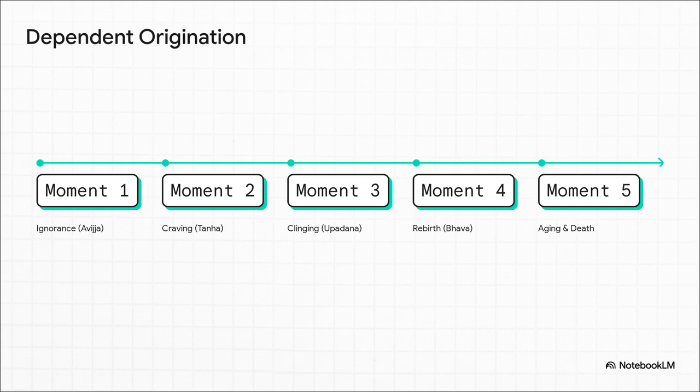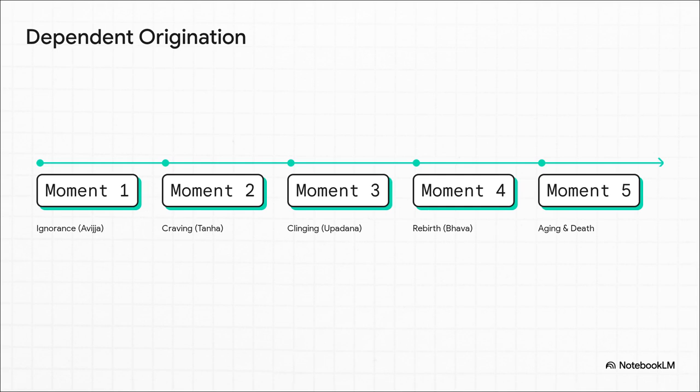Let's trace this timeline slowly, because this right here is the core loop of human suffering. Moment 1 starts with ignorance, or avijja. Now, this isn't a lack of IQ, it's a fundamental misunderstanding of reality, believing that you are a permanent self. Because you don't understand reality, you inevitably move to moment 2, craving, or tanha. You thirst for things, status, relationships, objects, believing they're going to permanently fill the void.